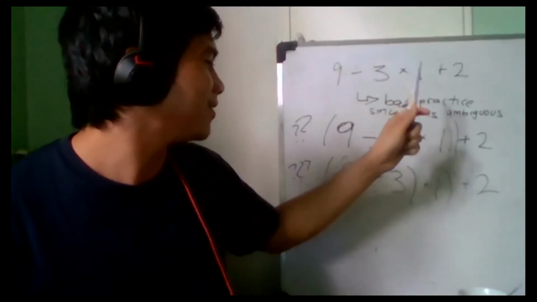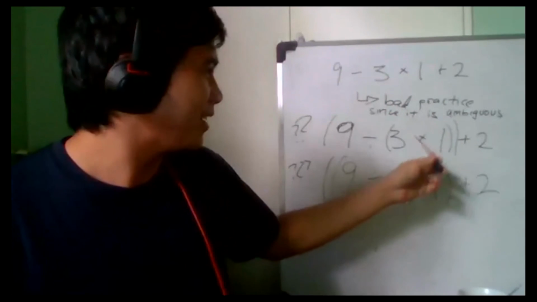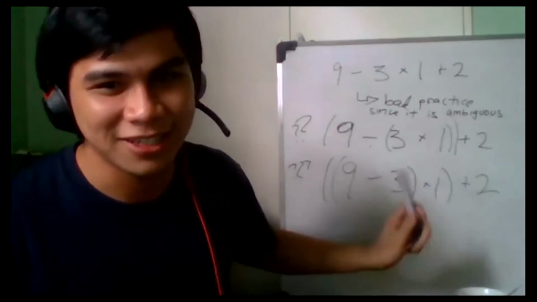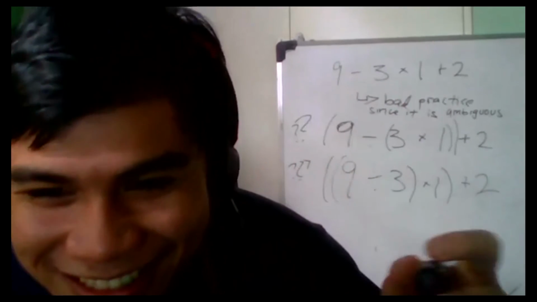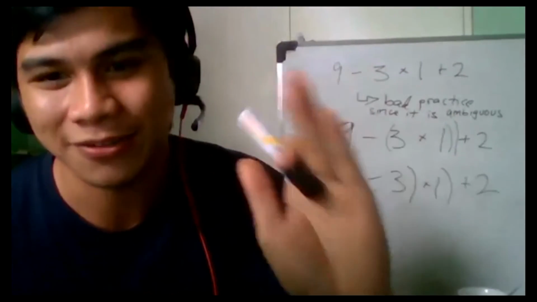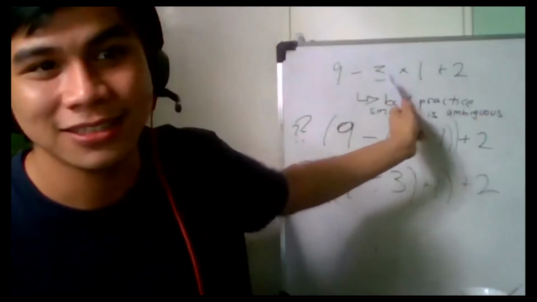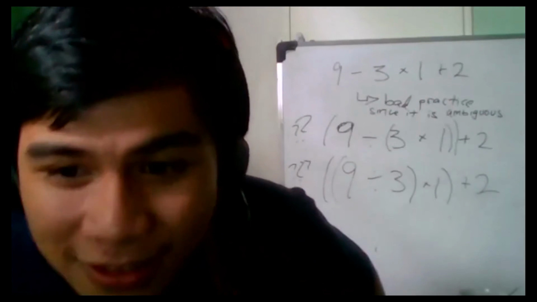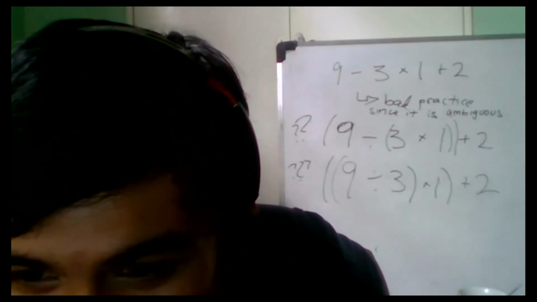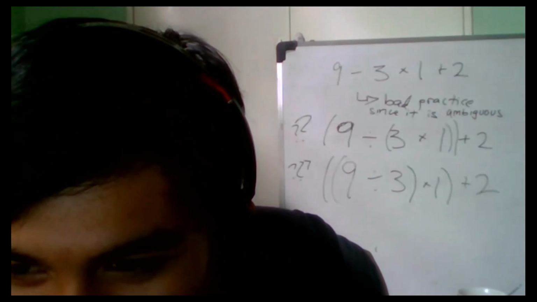Basta tingnan mo muna palagi yung grouping symbol. Yun ang pinaka-importante. Kung wala kasing grouping symbol, yung ibang tao sasabihin ganito yung gawin, yung ibang tao sasabihin ganito. Sila lahat ito. Ako lang na iba. So, basta bad practice ito. Pwede kang magpa-clarify kapag ganito yung binigay. Convention lang yun. Pero kapag may grouping symbol, we do everything inside the innermost.